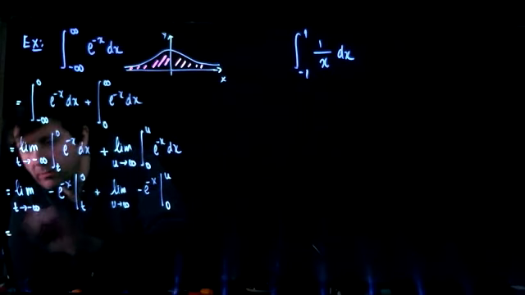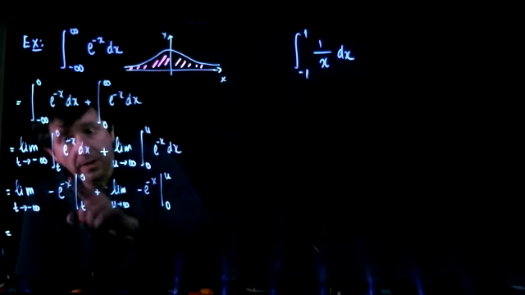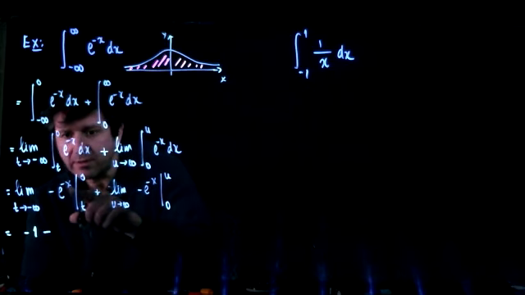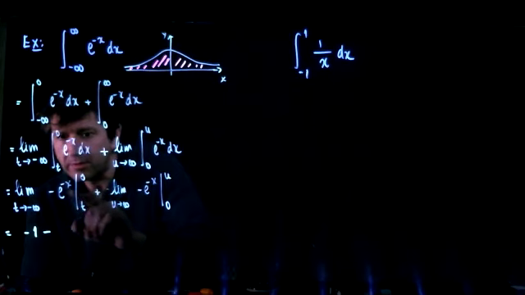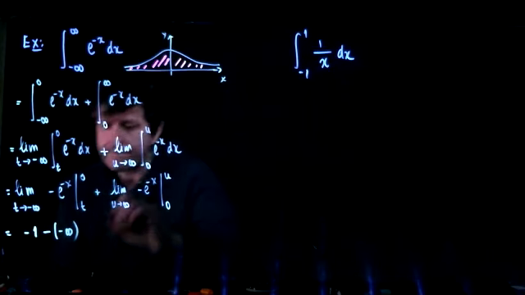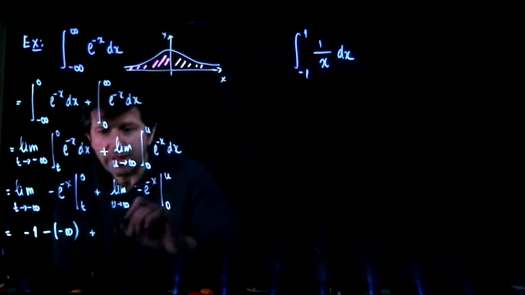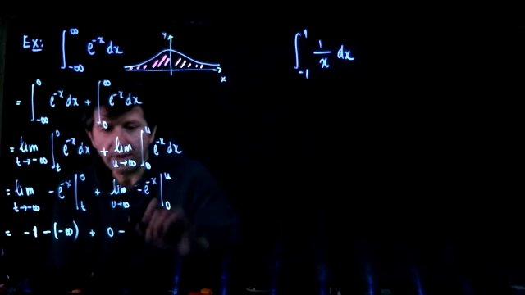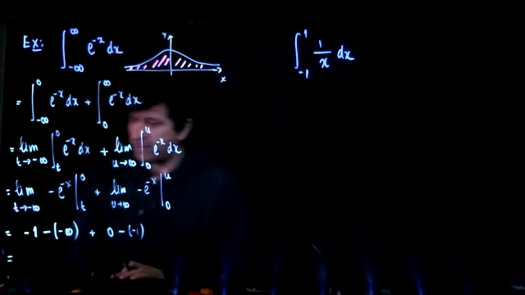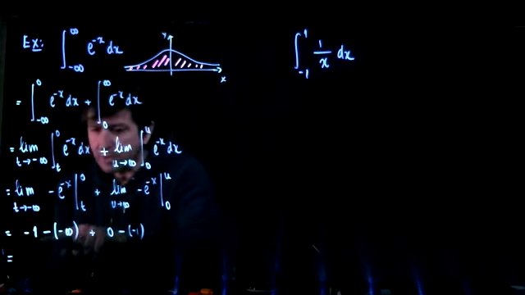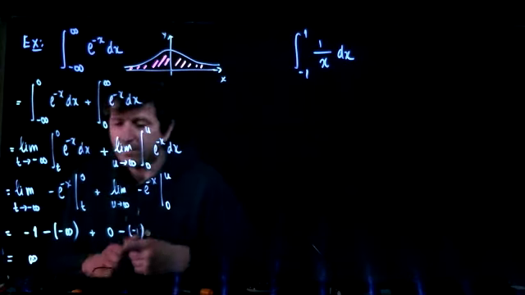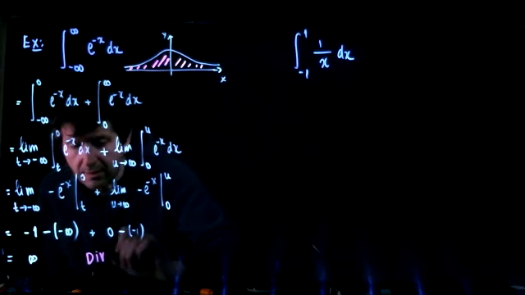If I plug in 0, I get negative 1, minus, if you plug in minus infinity up here, you will get infinity. Plus, if you plug in infinity here, you will get 0, minus, if you plug in 0, you get minus 1. So I get minus 1 plus infinity plus 1, so I'm going to get infinity. And so my integral diverges here.